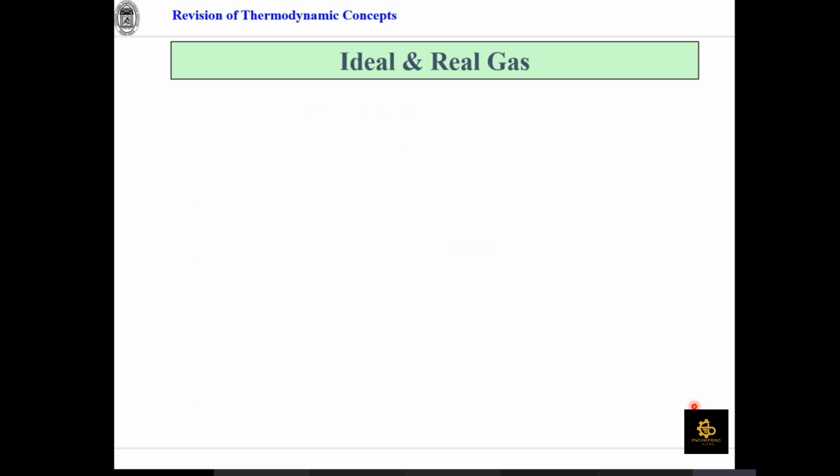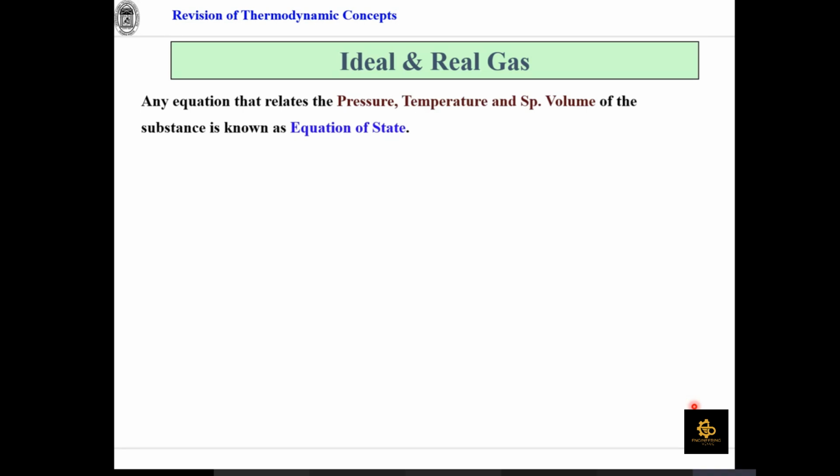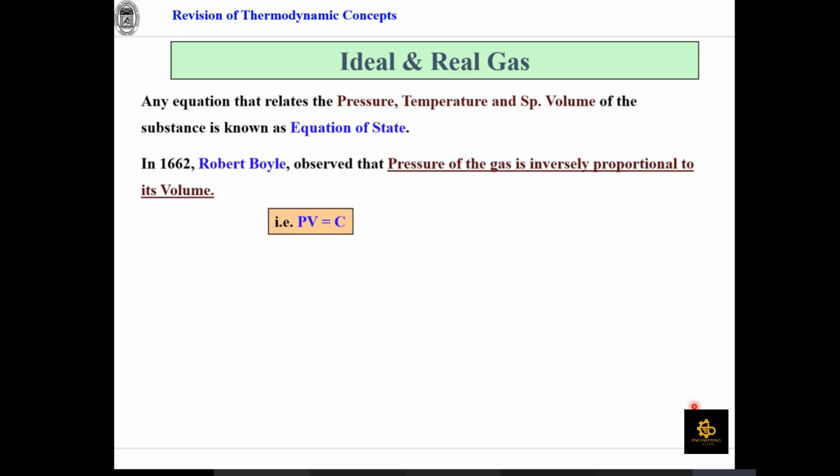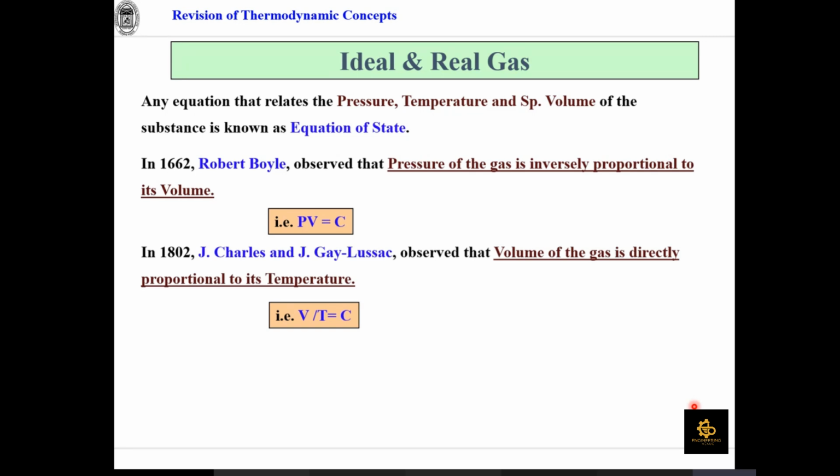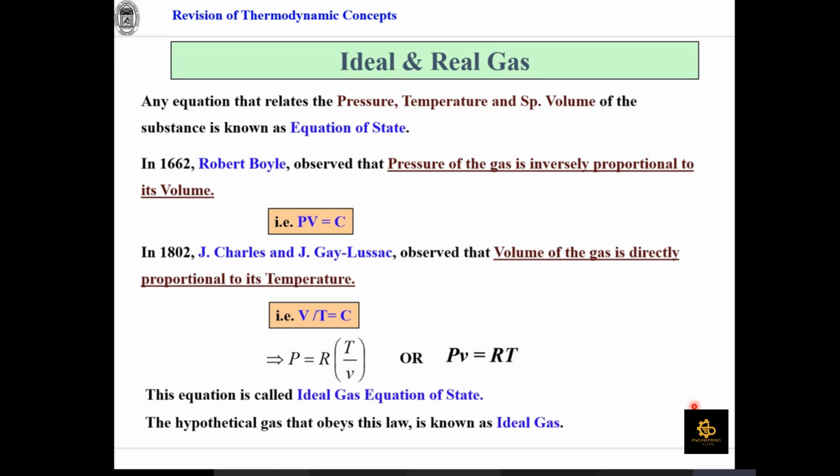Then there is the term ideal and real gas. Any equation that relates the pressure, temperature and specific volume of a substance is known as an equation of state. These are most commonly used in thermodynamics. One example of an equation of state is PV equals C. Then you already know there is an equation called the ideal gas equation, PV equals RT, which you have come across many times. You have knowledge of what P and V are, R is a constant, and T is the temperature. This is your ideal gas equation, and a hypothetical gas that obeys this law is known as an ideal gas.